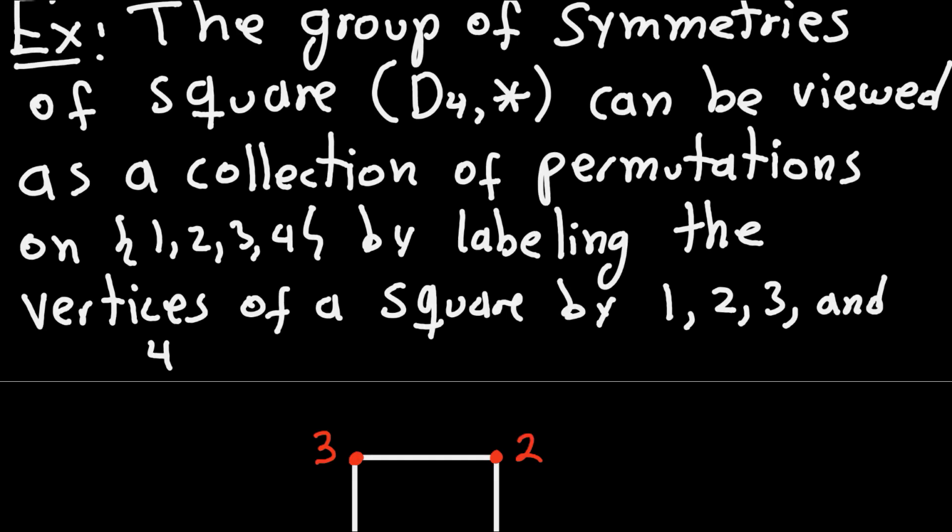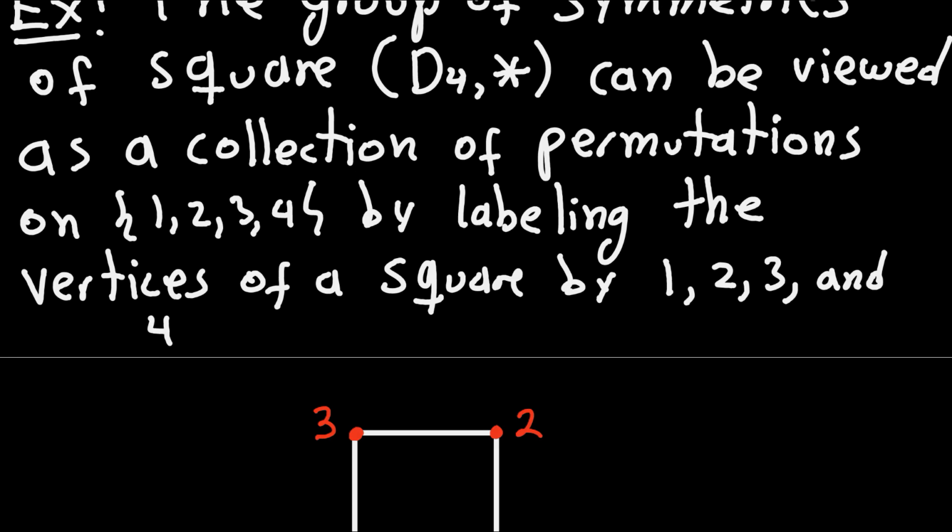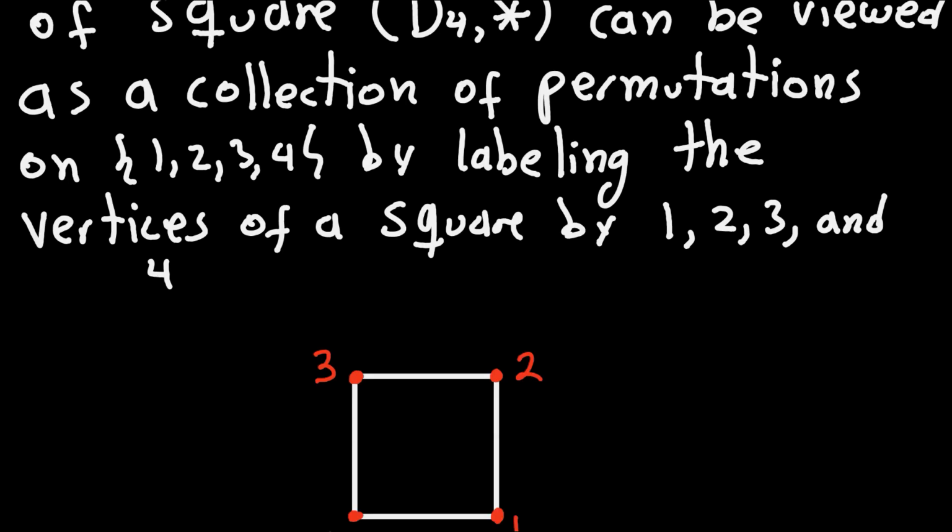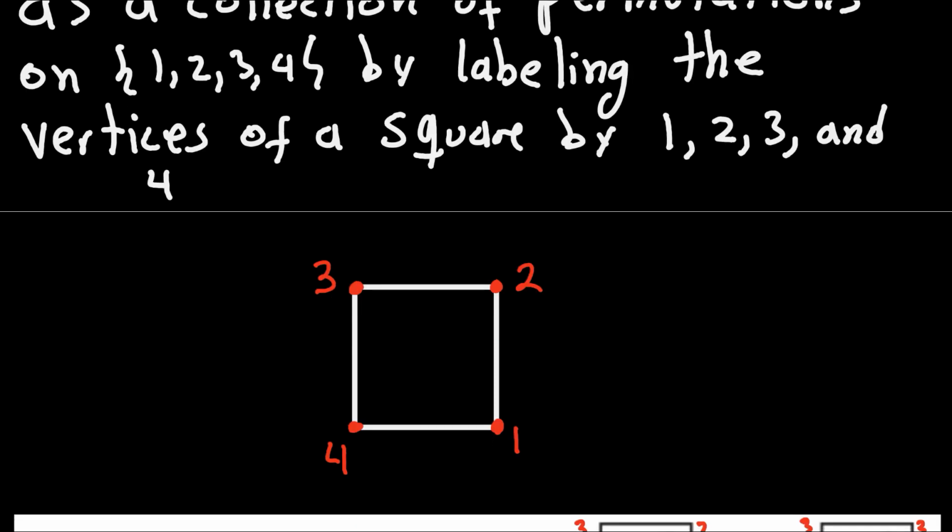So what do I mean by that? Now remember that D4 has 8 elements. It has the rotations and it has the reflections that we talked about earlier. I'm going to recall that in this example. What I mean by labeling the vertices 1, 2, 3, 4 is, let's say you take the square here and I'm going to label it in this direction. So it's 1, 2, 3, 4.